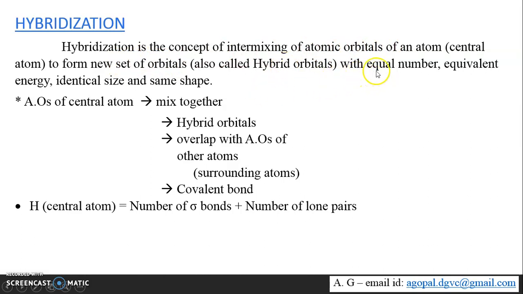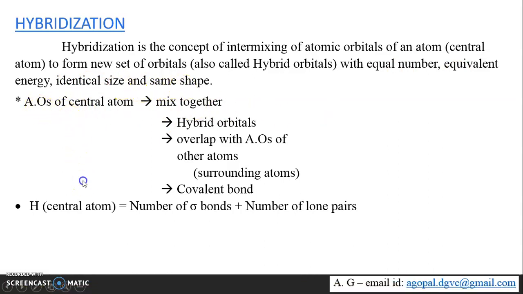Okay, so the number of hybrid orbitals produced should be equal to the number of atomic orbitals that are mixing to form hybrid orbitals. Then all these hybrid orbitals must have equivalent energy. All the hybrid orbitals should have the same energy, and they should have identical size and same shape.